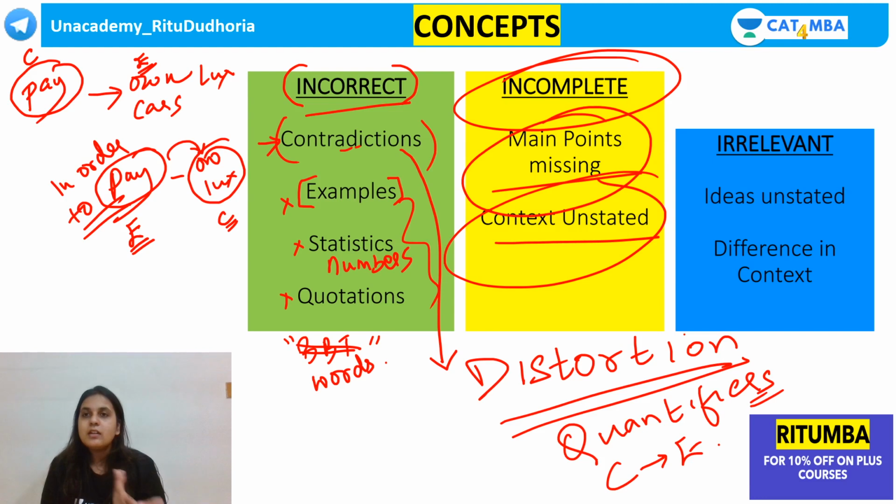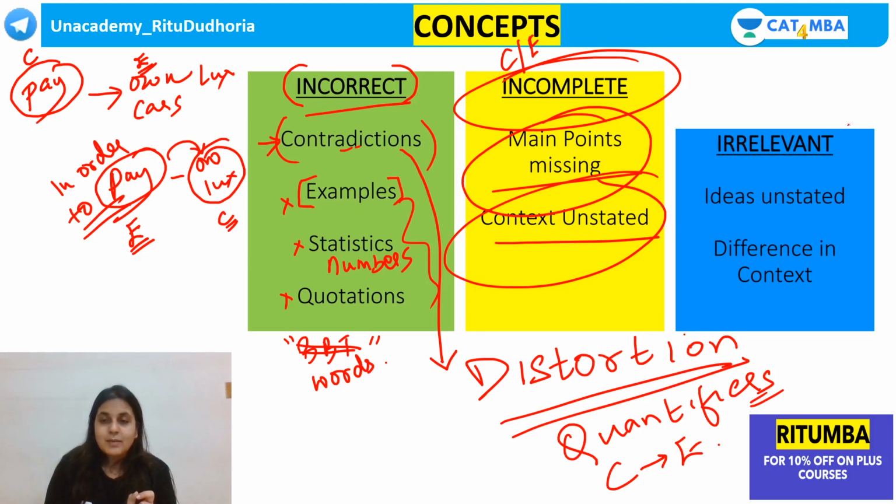Context stated or unstated. So guys, you have to compare and select which option gives you more number of important points with the correct meaning. So for this, the best approach is comparison and elimination. This option gives me 2 main points. This option gives me 3 main points. So I'm going to select the 3 main points. I'm going to select the holistic one, provided both are correct.